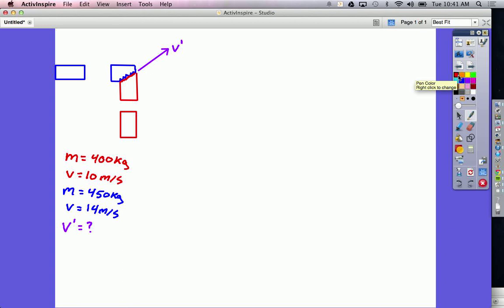Now, we can do this using conservation of momentum, but what we've done previously has been the momentum of 1 plus momentum of 2 equals the momentums of those two afterwards. And that's still true, but now that we're in 2 dimensions, we're going to break down our total momentum in each dimension. So I'll look at the x direction first.